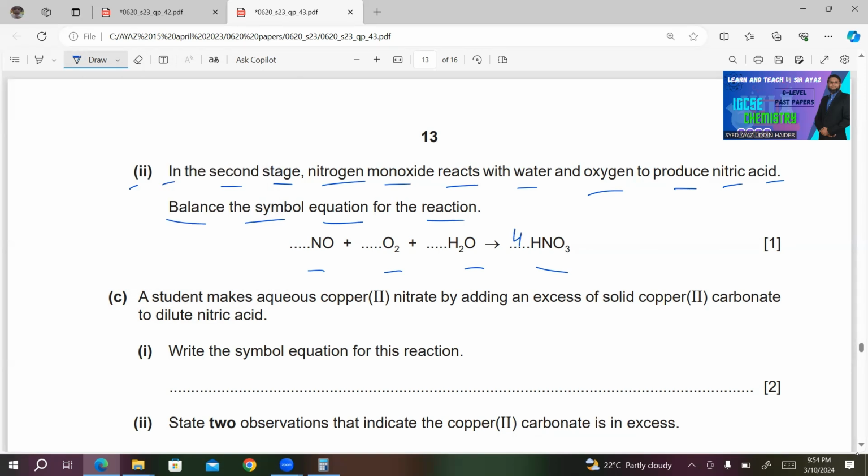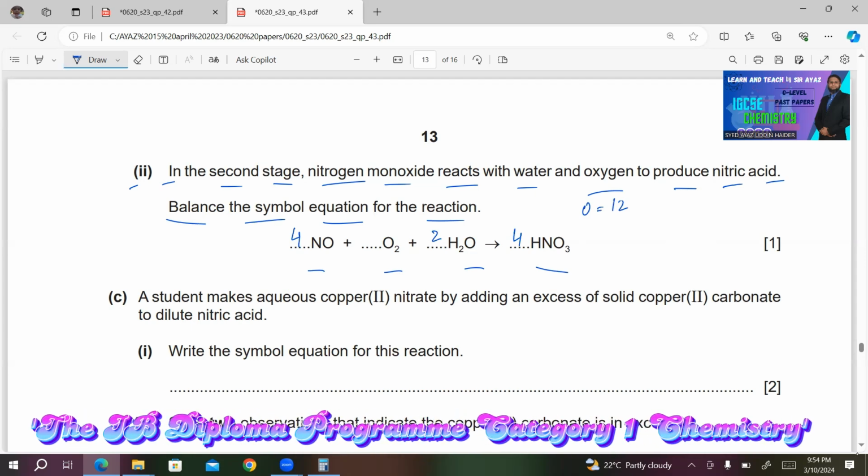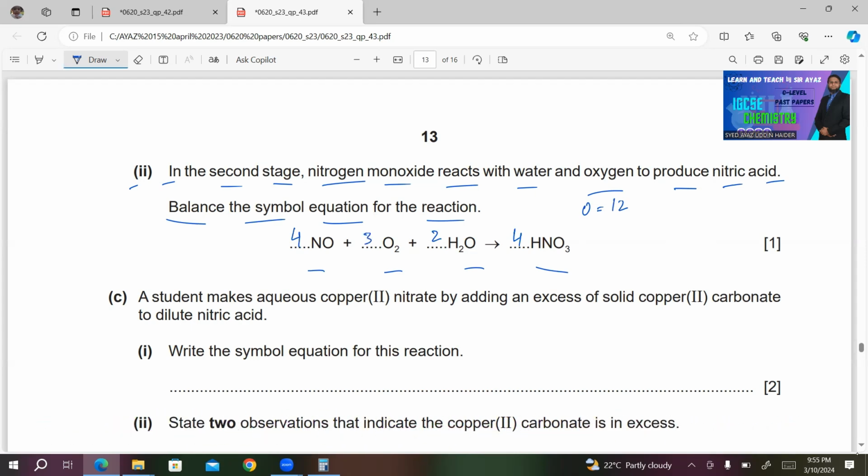Now I have to place 2 before H2O. What about nitrogen? I have to place 4 before NO. Now let's balance oxygen. On the right hand side, we have 12 atoms of oxygen. On the reactant side, it is 4 plus 2, 6. So we need 6 more oxygen. So I have to place 3 before O2. Now this equation is balanced.